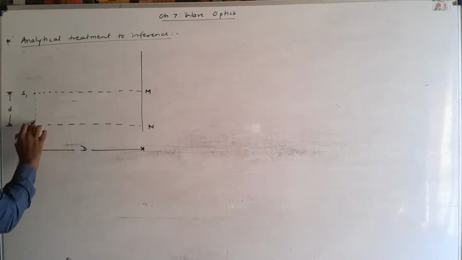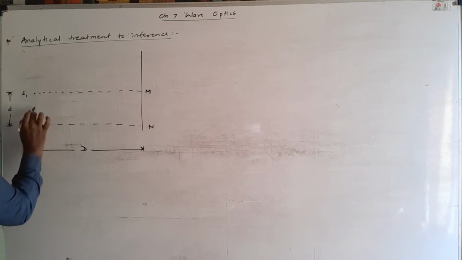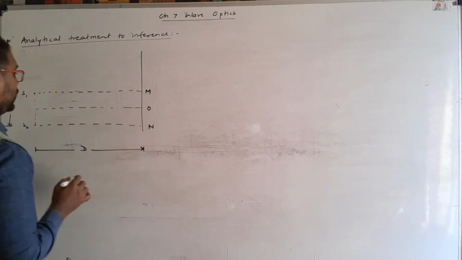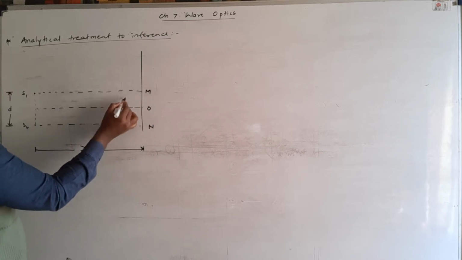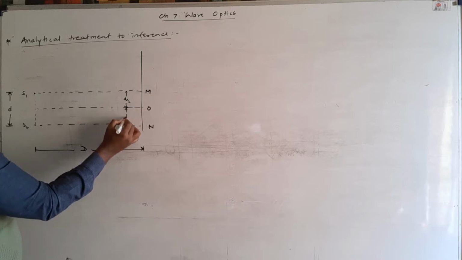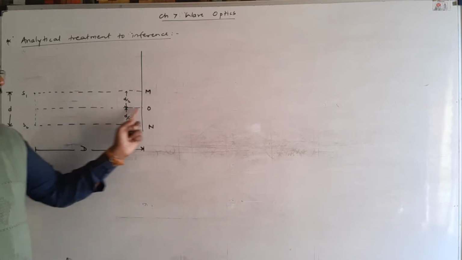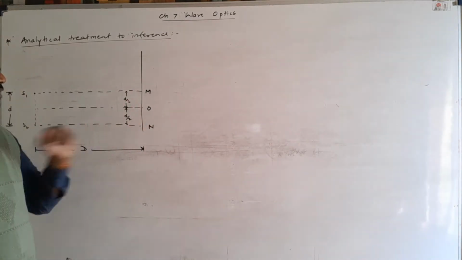Now I can draw the perpendicular bisector of S1 and S2 on the screen. So we get the center of the screen. Since it's a perpendicular bisector, this distance is d by 2, and this is also d by 2, because the total distance is d.